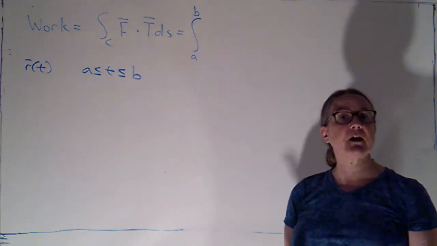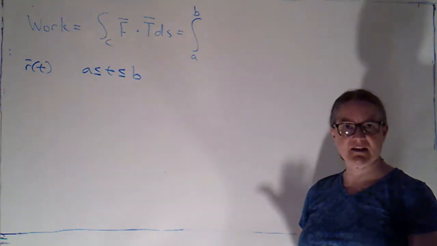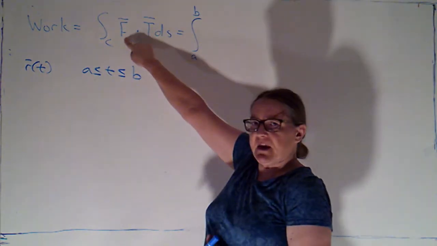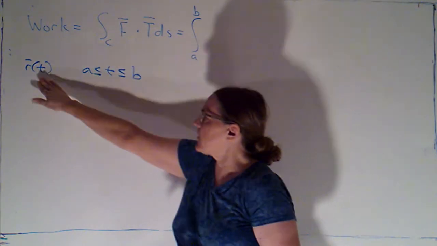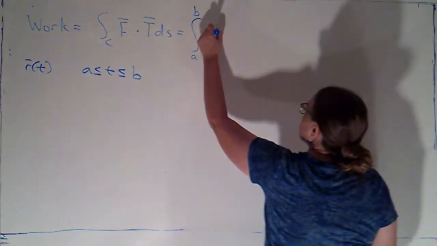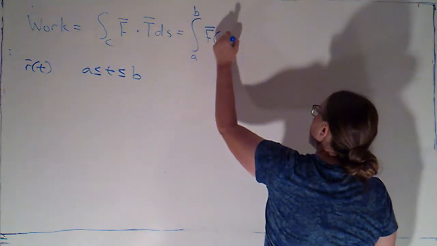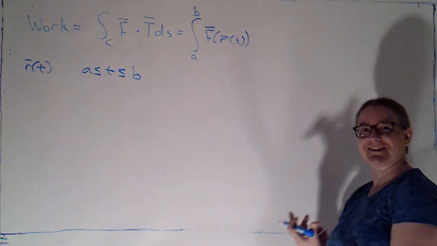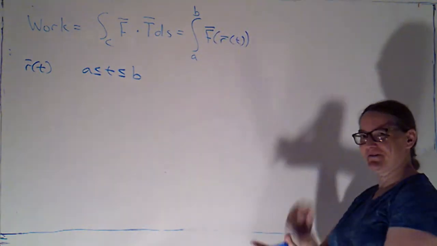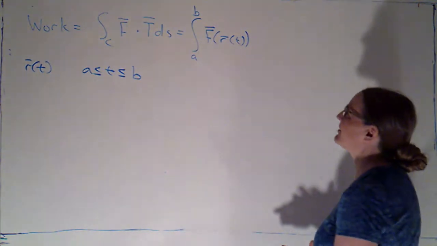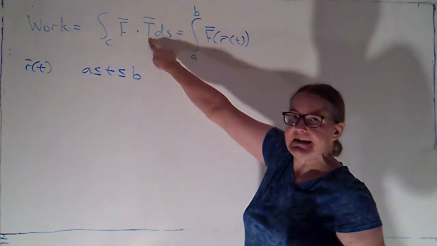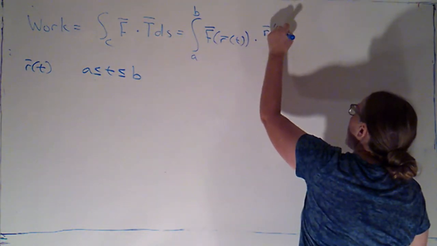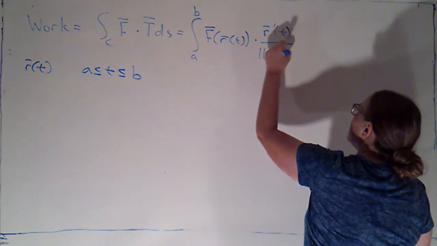Initially, everything would be expressed in terms of x and y, or x, y, and z if we're in 3 space. But if F is being evaluated at a point, I'm just going to describe that point as r of t. So F becomes F of r of t. That's fairly familiar that we use composition to switch from expressing our function in terms of this set of variables to that set of variables. And then T, well, that's just the unit tangent vector. So that's just r prime of t normalized.